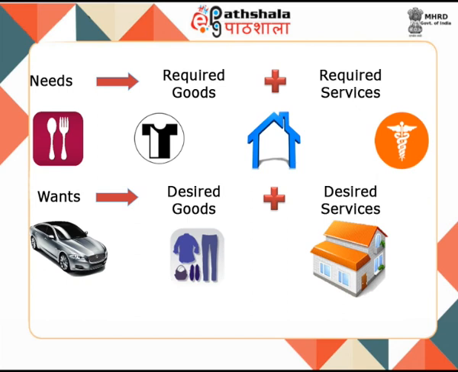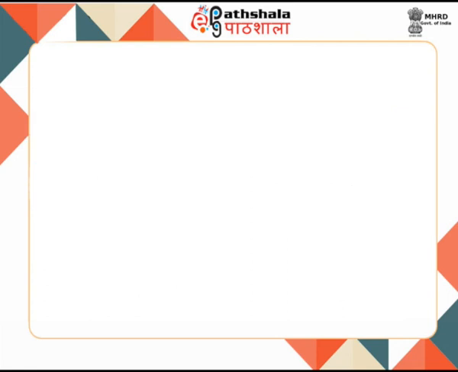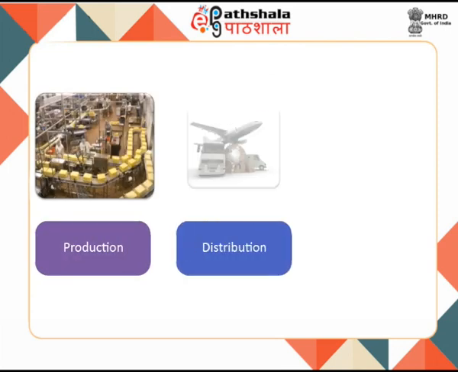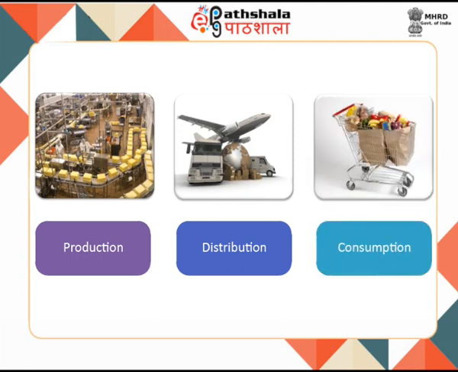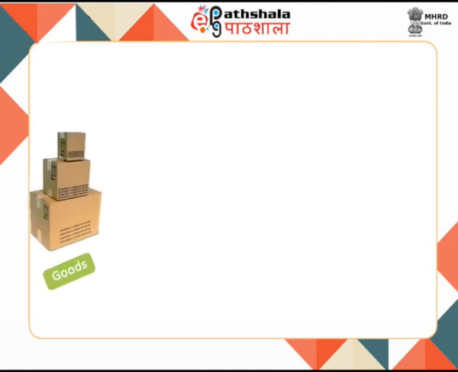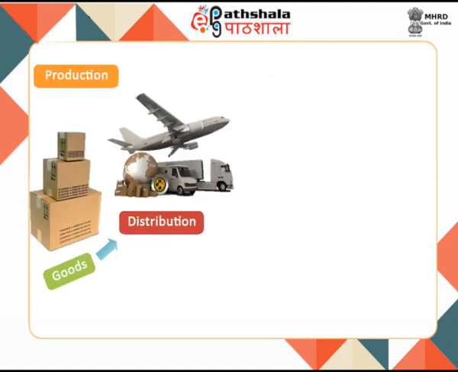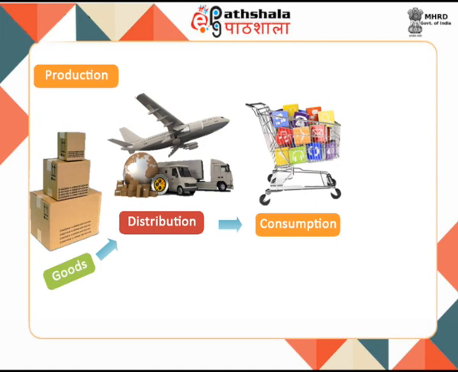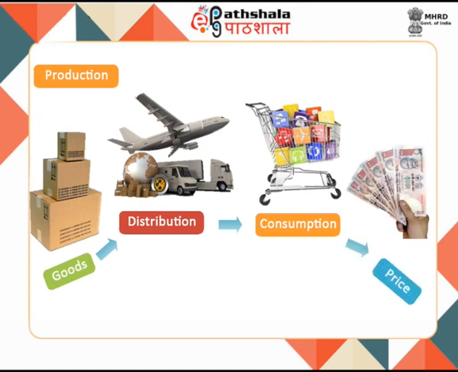An important decision involved in economics is the allocation of resources for the production of goods so that people's needs are met, given the scarce resources. The process of satisfying needs and wants involves three steps, that is, production, distribution, and consumption. Production refers to the process of combining all factors of production for generating goods and services. Once the goods and services are produced, the firm attempts to distribute them in the market so that consumers can avail or consume these goods and services in exchange for a price, which leads to a firm's revenue.